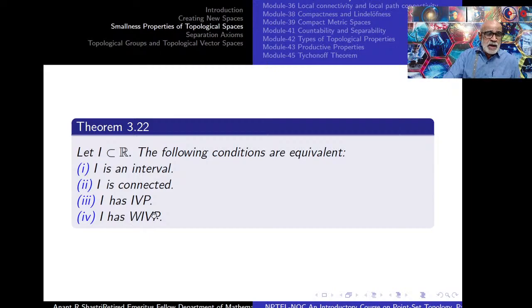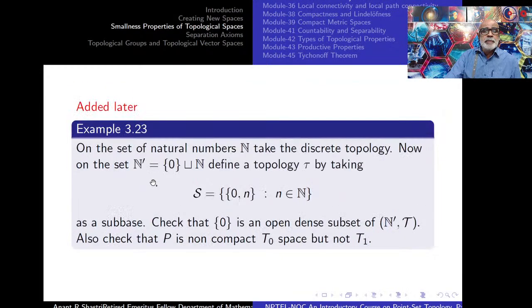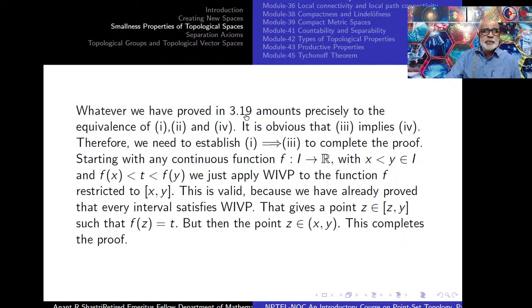Indeed, the theorem that I have stated and proved, the previous theorem here, amounts to proving that 1, 2 and 4 are equivalent. The 4 is a weaker condition as such, but for subsets of R, the same thing as intermediate value property. Okay, so I repeat, what I need to prove is only a part of this, namely, whatever you have proved in 3.19 amounts to precisely proving 1, 2 and 4 are equivalent. The 3 implies 4 is obvious because 3 is stronger than 4. So what we need to establish is 4 implies 3 or 4 implies any one of them.